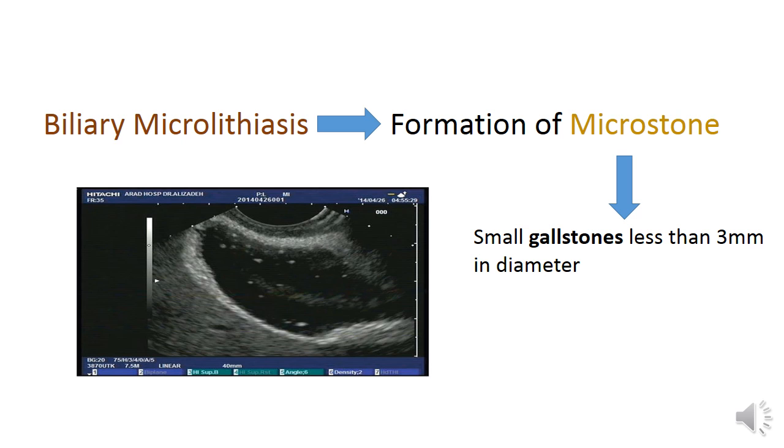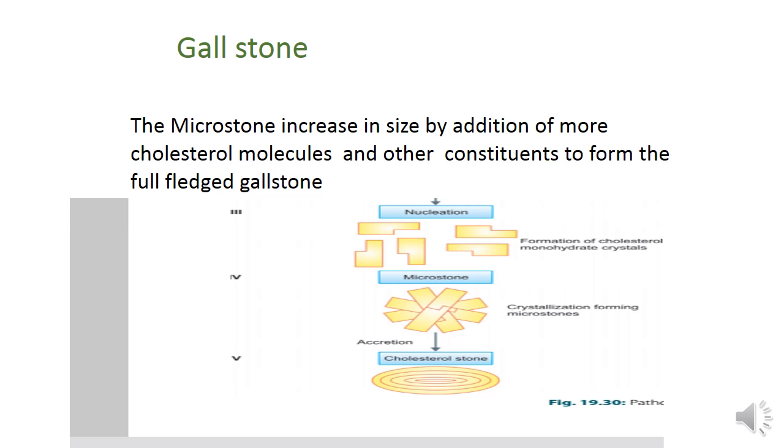Now I just can't wait to go to the next slide. So finally we are here, gallstone. So the microstone increases in size by adding more and more cholesterol molecules and some other constituents to it, and finally forms a complete full-fledged gallstone.